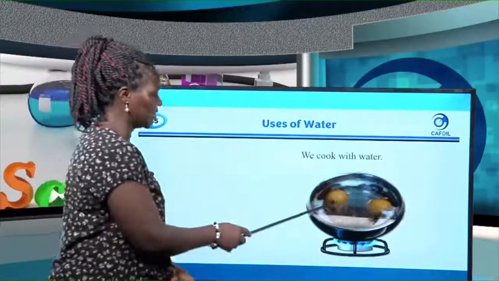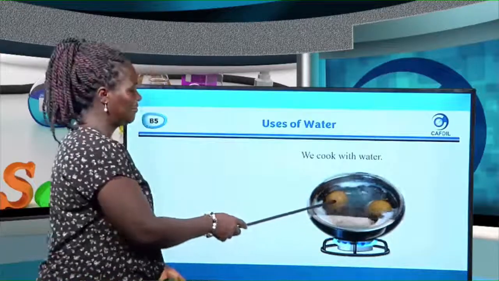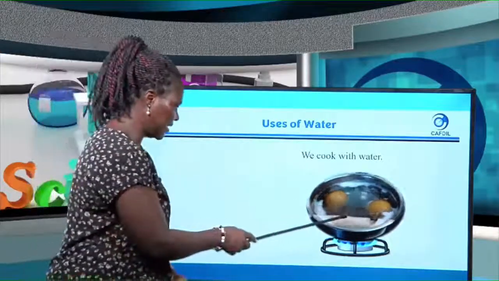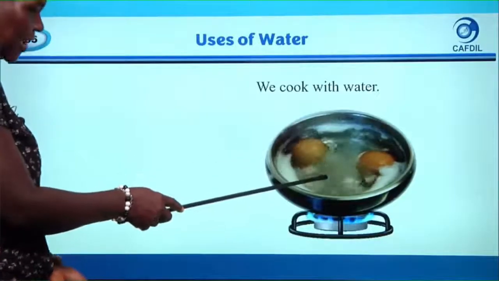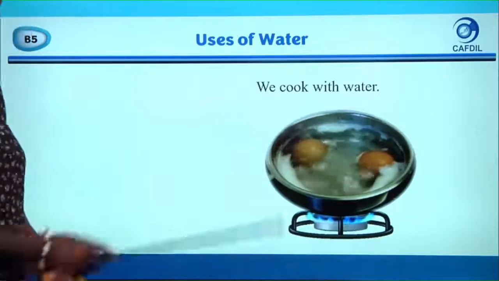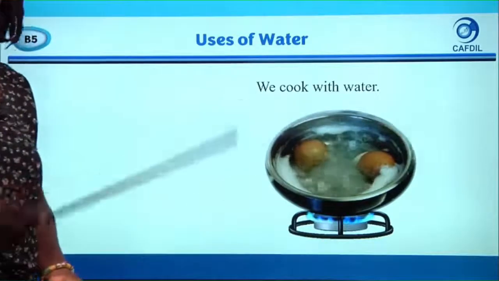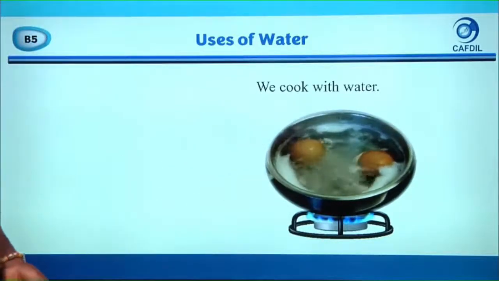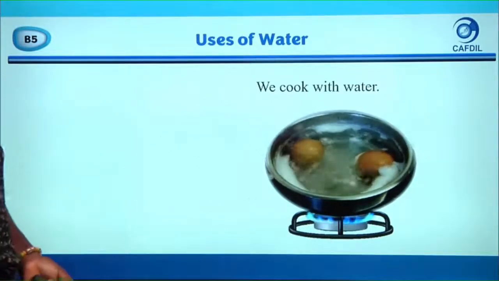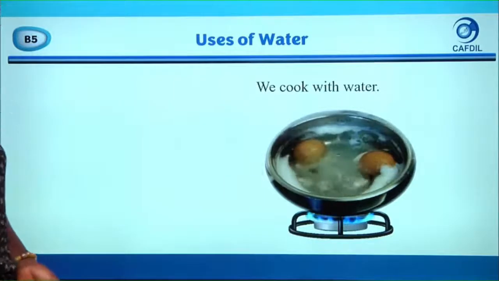Now what is this, children? Egg. We are cooking egg. What is in the pan? We have water and it's boiling. So we cook with water. Most of the food that we eat are cooked with water. Without water, we can't cook our food.